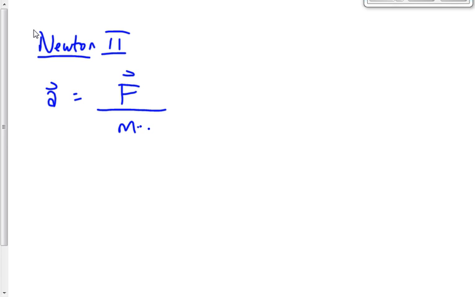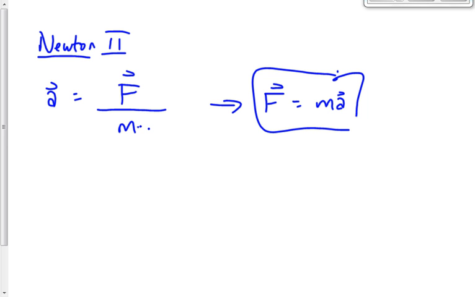In other words, we say in words, the acceleration is directly related to the net force, and it's inversely related to the mass. Or we can just put that into an equation, a is equal to F over m, which appears on your data sheet as F is equal to m times a. Got it?